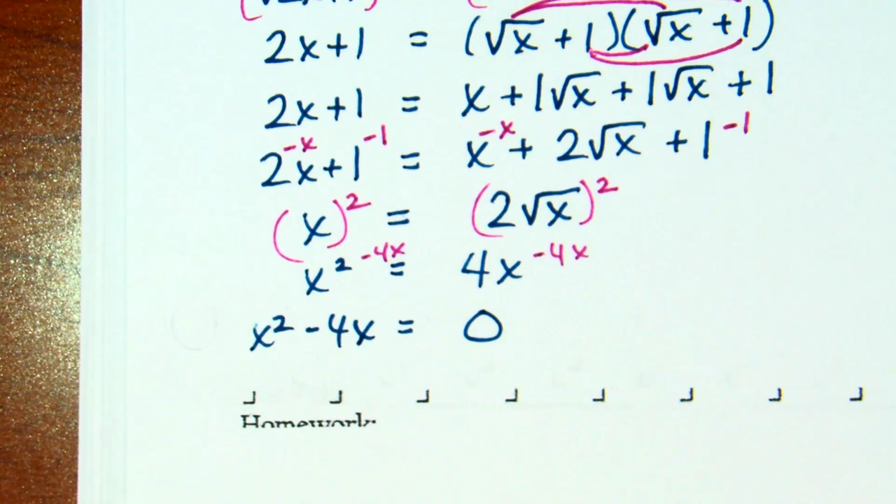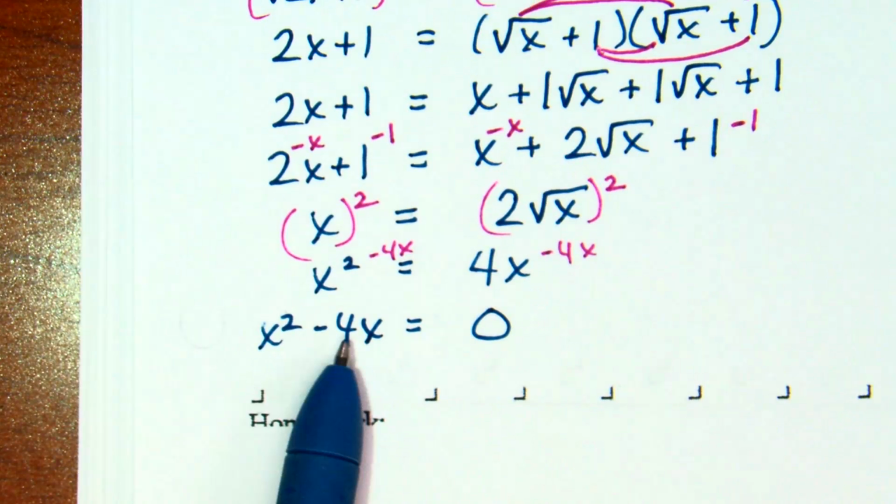What do both terms have in common? An x. What is that called when they have something? A GCF? Greatest common factor? Factor an x out here is what we're going to do. Yes. You have x times x minus 4. It's not 2 parentheses, but still 2 things multiplying. X times x minus 4.